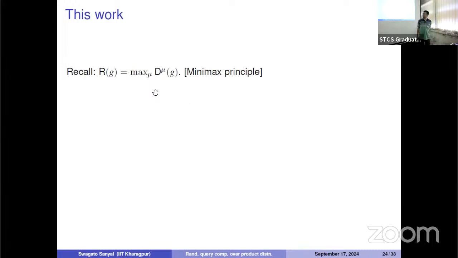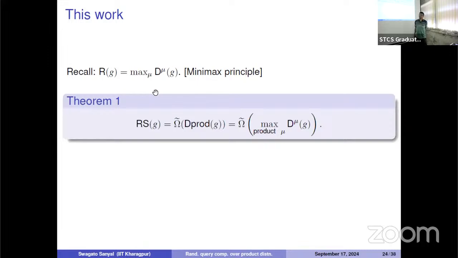This is a very good principle. So this is the first main result. We show that the sabotage complexity is at least D prod, asymptotically. There are no log factors.